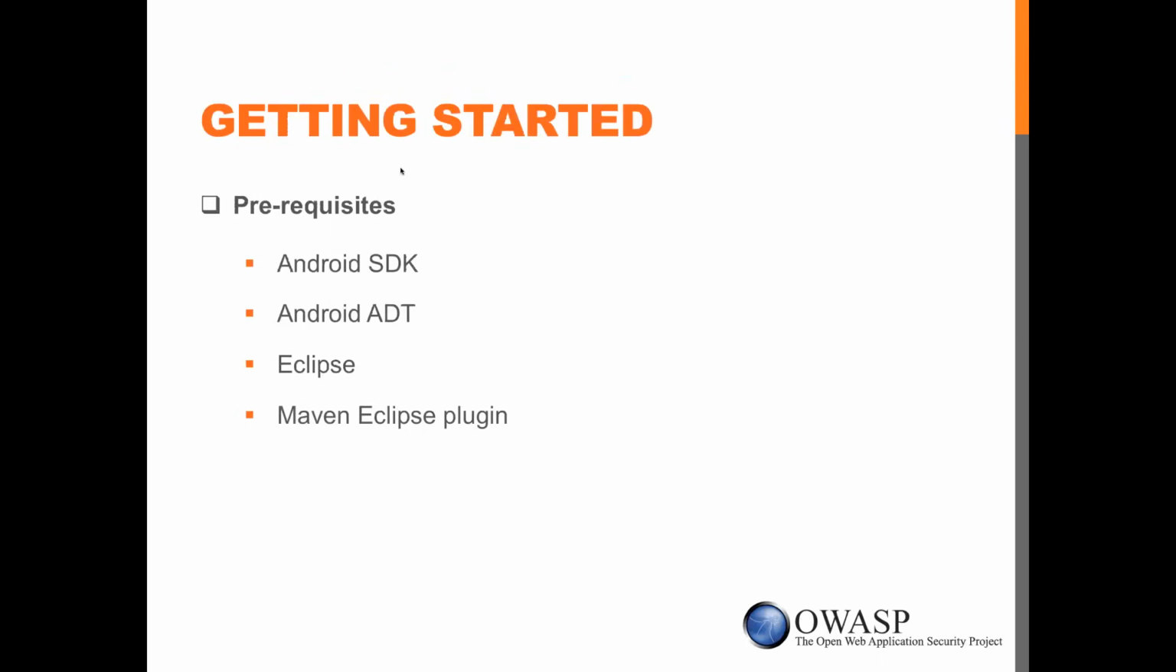So, prerequisites for getting started. You really don't need much outside of GoatDroid. GoatDroid embeds the web server, it embeds the database. All that stuff's there except for the Android SDK, Android ADT, which integrates with Eclipse. And you're going to need Maven as well to build. If you're going to actually build it from your IDE and run it, then you're also going to need Maven to pull in the dependencies.